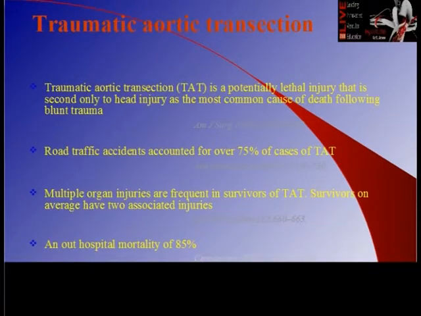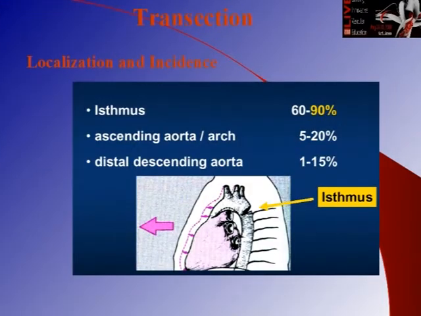The traumatic transection of the thoracic aorta is a life-threatening condition which carries an out-of-hospital mortality of 85%. Often, the survivors of traumatic aortic transection have injuries in multiple organs such as the brain, abdominal organs, and bones. 75% of transections occur during road traffic accidents. In 60 to 90% of cases, the transection occurs in the area of the isthmus of the thoracic aorta.